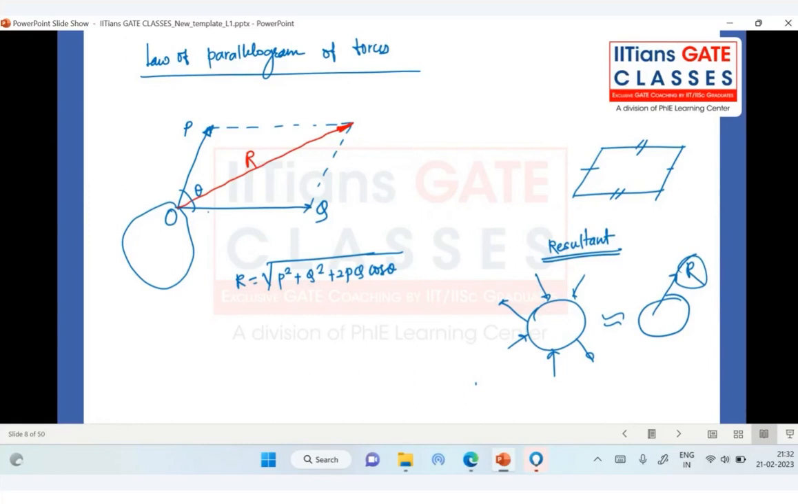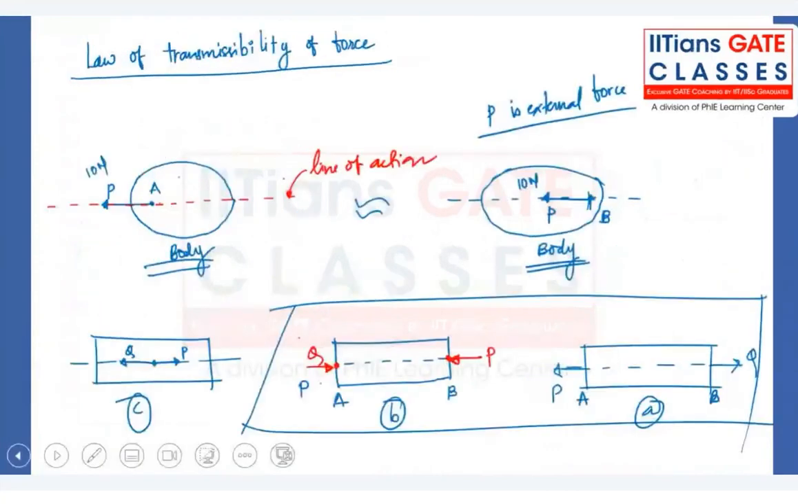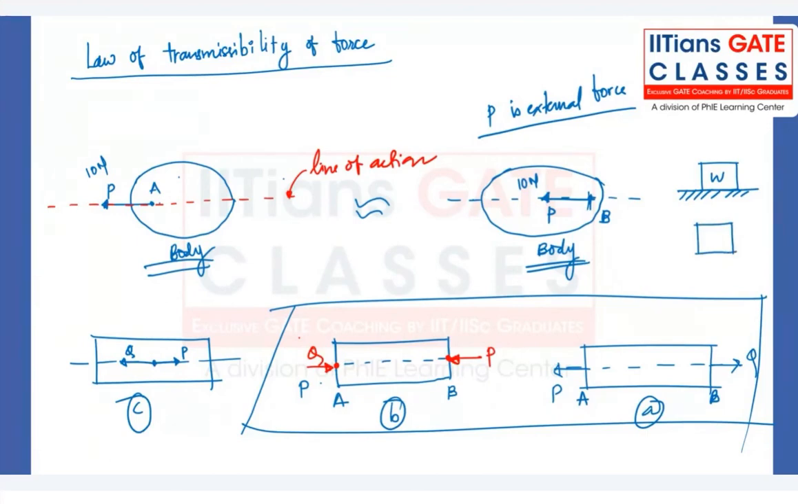Okay, let me give an example here. I'll go to the previous slide. Suppose this is the block, or let's say a block of weight W. If you are drawing the free body diagram, then what will happen? The weight will act downward, right? So either you can write W here or you can also draw it here. Okay, it's your choice, wherever you want to draw.